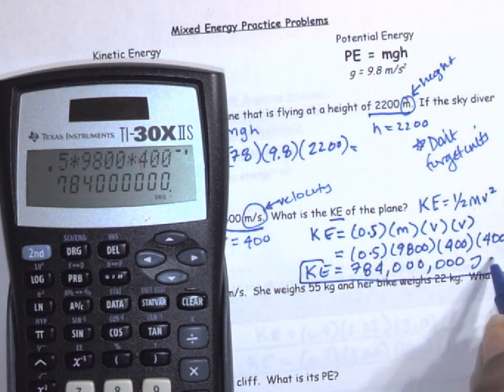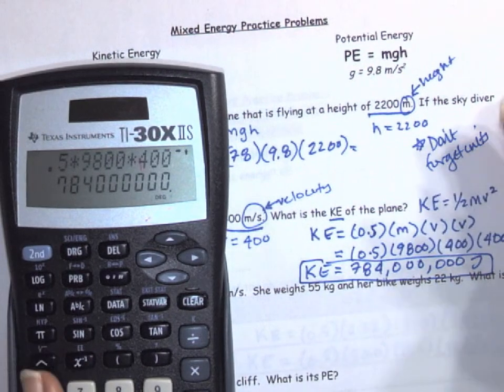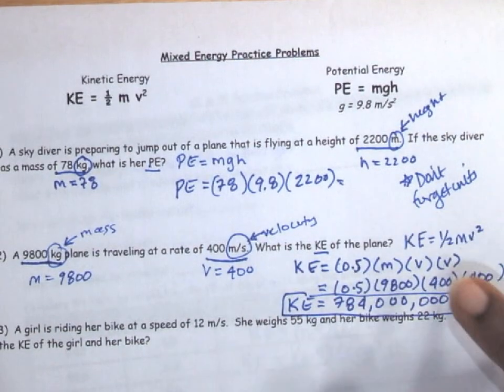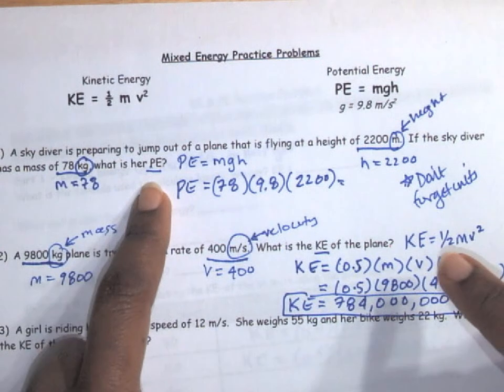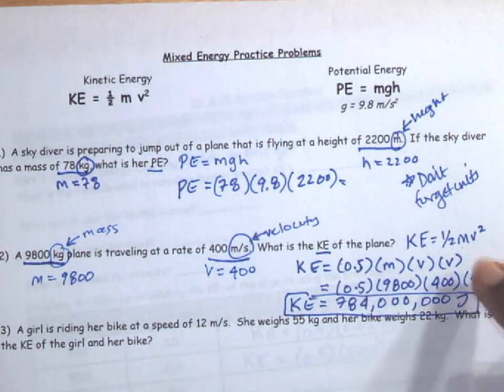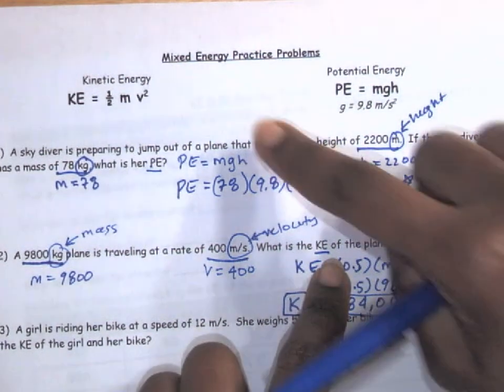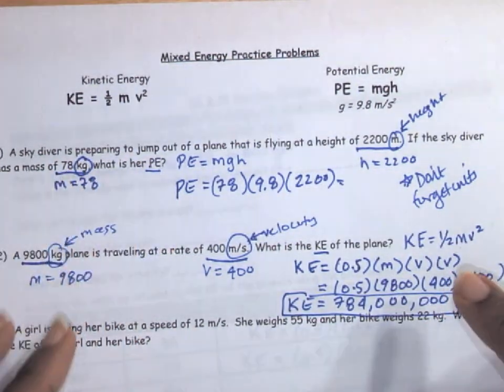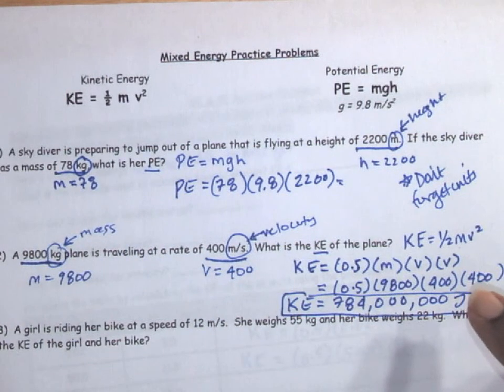So you're going to do this work for all of these problems. You're going to calculate them. First figure out what equation you're using. If it's PE, you're going to use the PE equation. And if it's KE, you're going to use the KE equation. Then you identify what your values are, plug them into your equation, and solve.